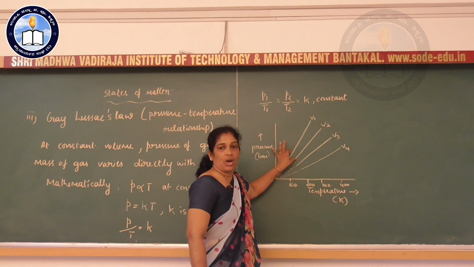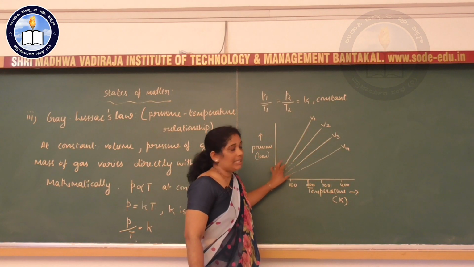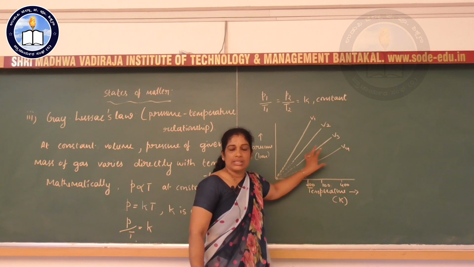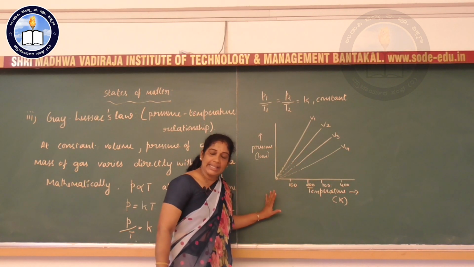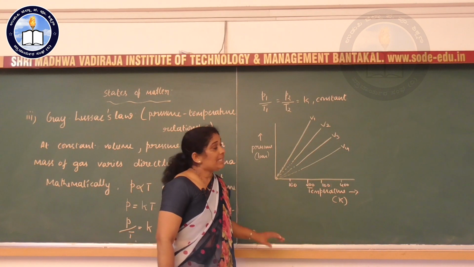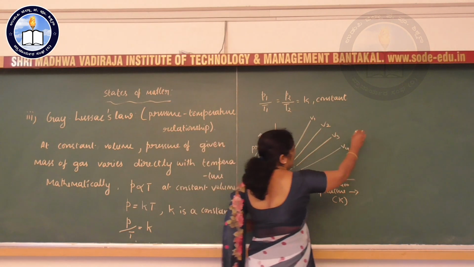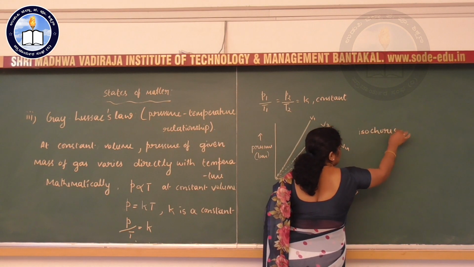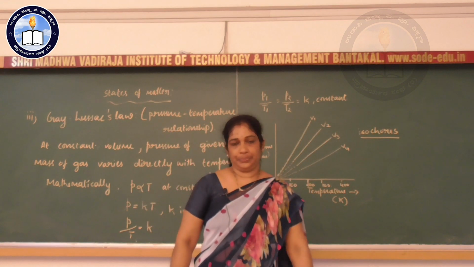This is for constant volume V1, this graph is for constant volume V2, this straight line is for constant volume V3, this straight line is constant volume V4. So in all the cases we get a straight line passing through the origin. Since here volume is kept constant, these straight lines are also called isochores. Isochores means which is at constant volume.